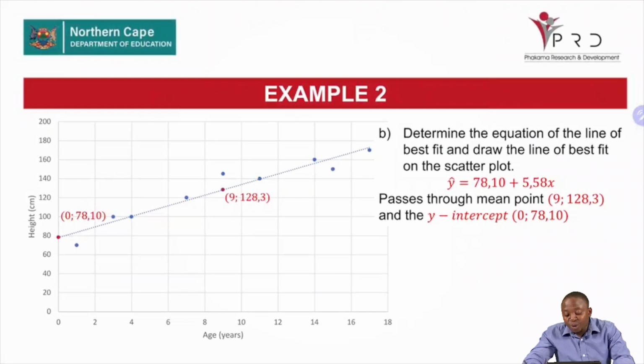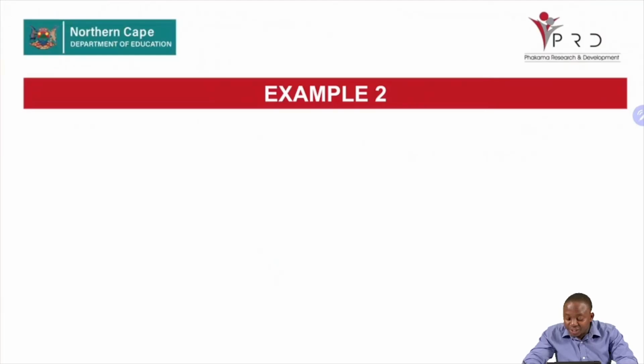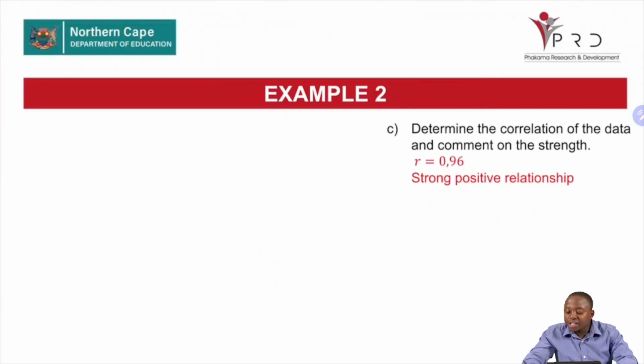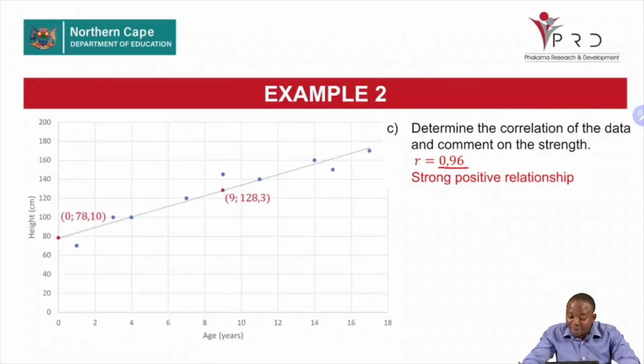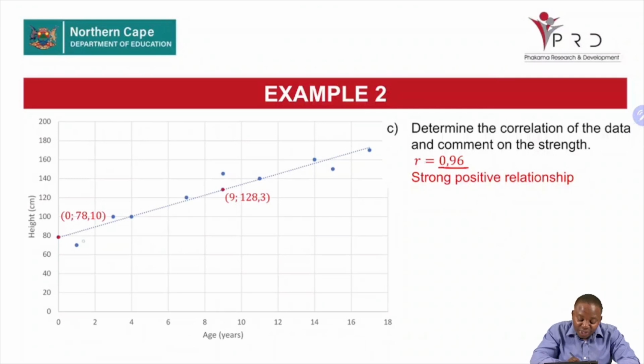Remember, we will find this correlation coefficient, this R, using our calculator instructions. So that is what the question says. Determine the correlation of data and comment on the strength. Our R, when plotting all these points on the data, is 0,96. Then we can see that it is positive because it is giving us an increasing function. It's a strong positive relationship.